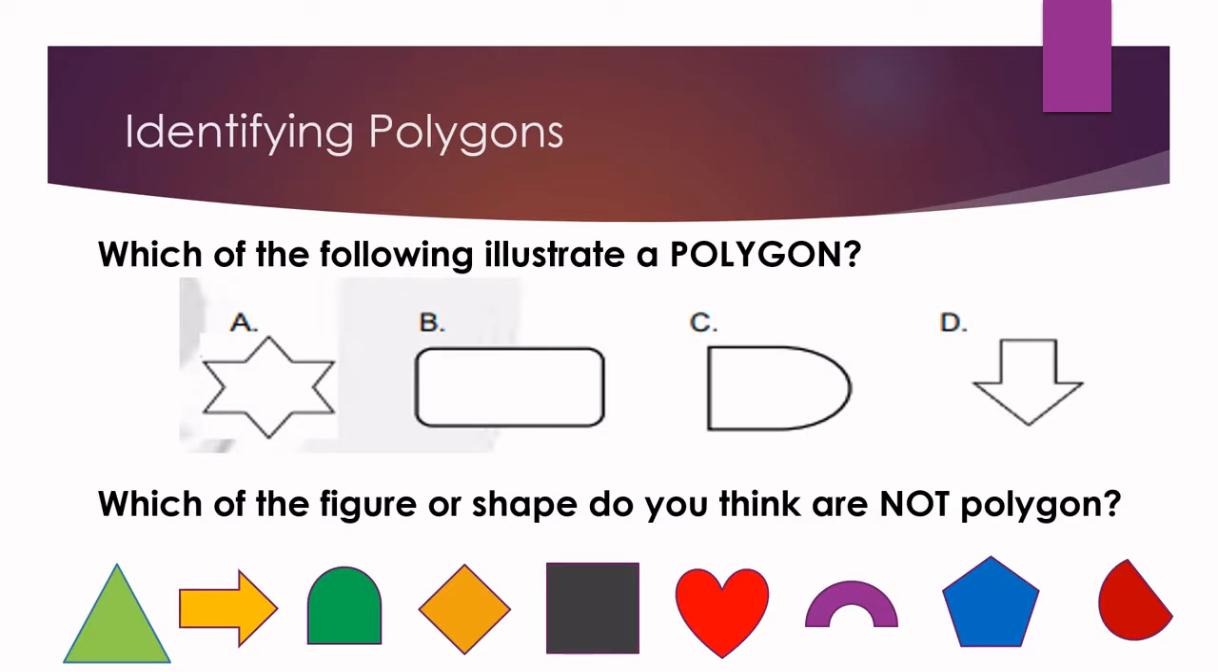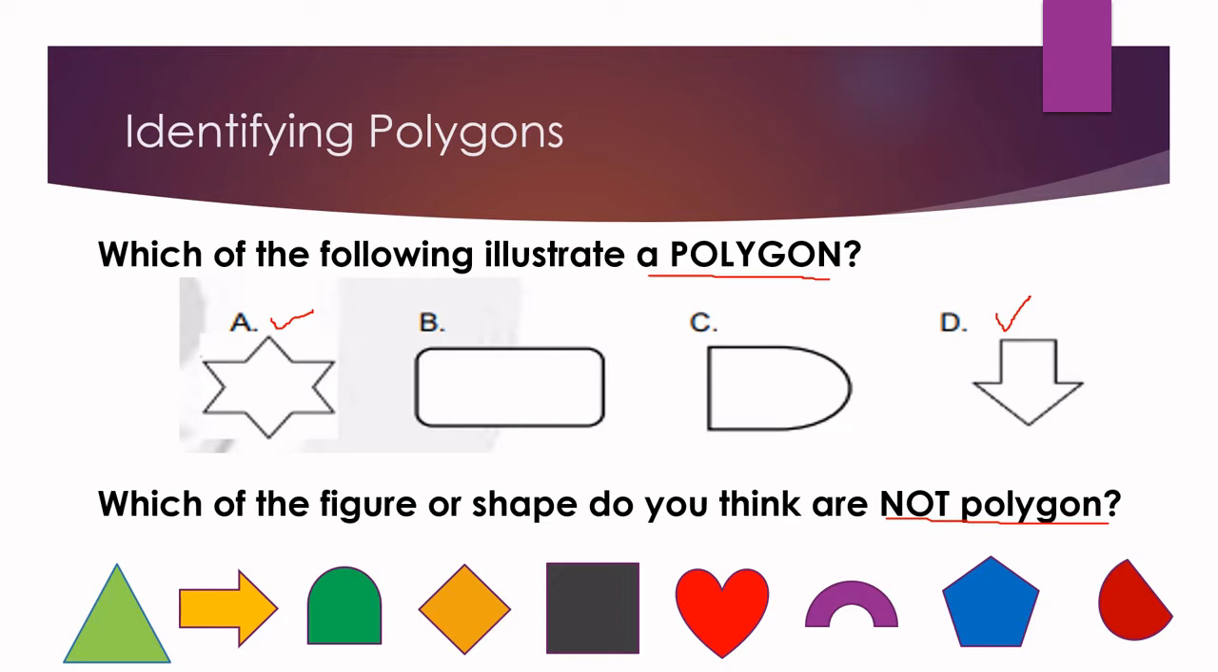Now, let us start the lesson by answering two questions. Number 1. Which of the following illustrate a polygon? Is it A, B, C, or D? The answer is letter A is a polygon and letter D is a polygon. Next, question number 2. Which of the figures or shapes do you think are not polygon?